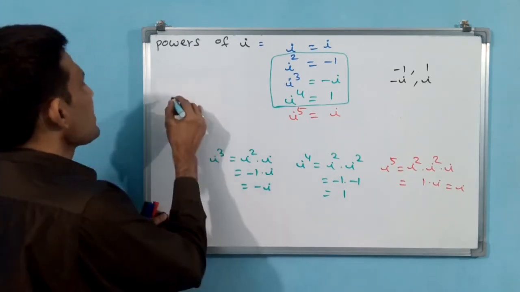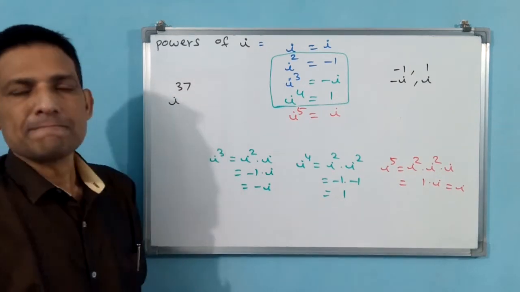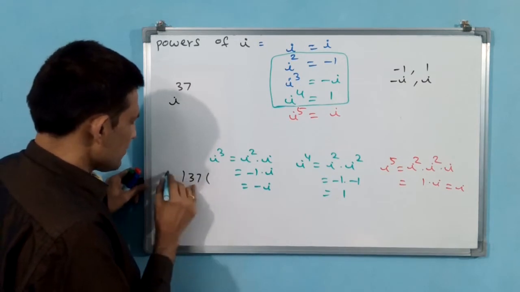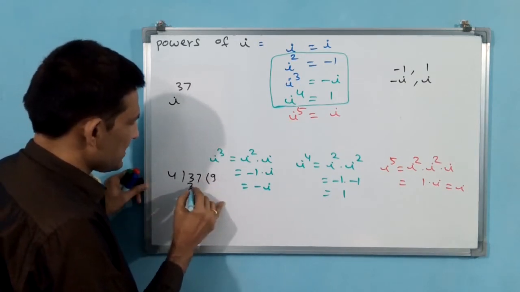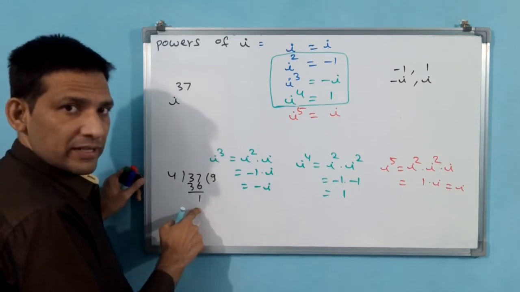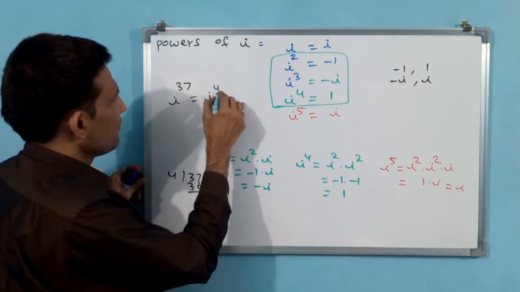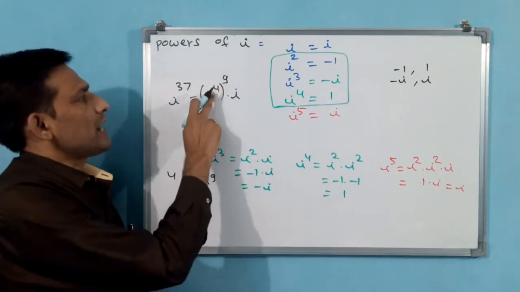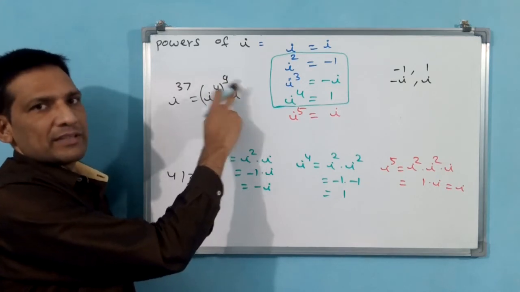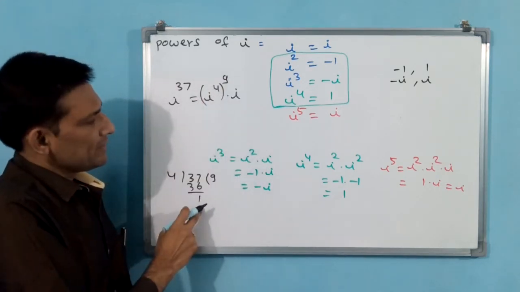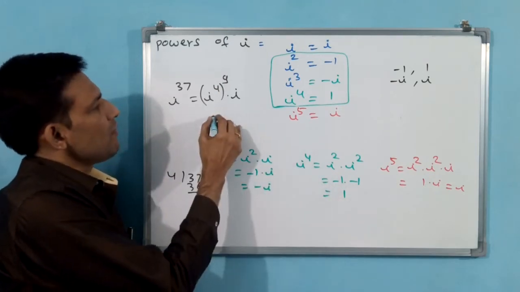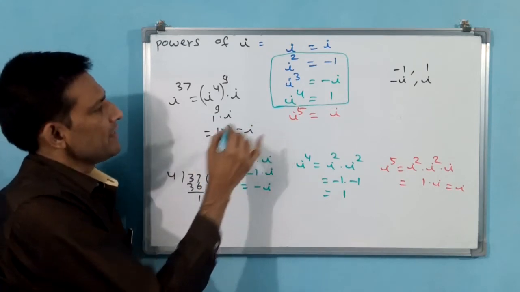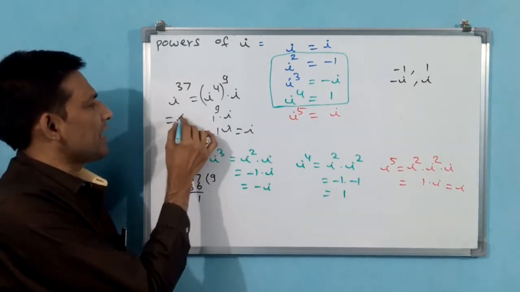Okay. What is I power 37? You see, 37, which is nearer? 4 is nearer. 4 nines are 36, 1 is going to come as remainder. I to the power of 4 whole to the power of 9 into I. I to the power of 36 plus 1, 37. I to the power of 4, you know, is 1. 1 power 9, 1 only. 1 into I. That means I to the power of 37 is equal to I.